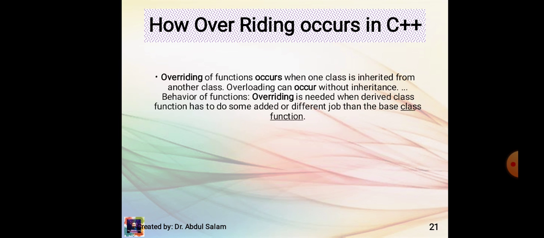How overriding occurs in C++. Overriding of functions occurs when one class is inherited from another class. Overloading can occur without inheritance. Behavior of functions: overriding is needed when a derived class function has to do some added or different job than the base class functions.